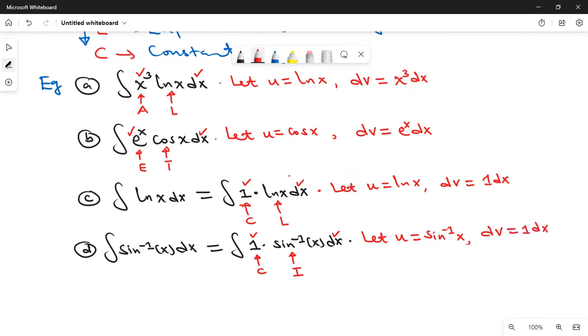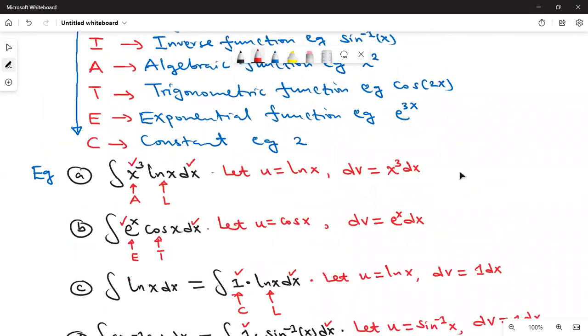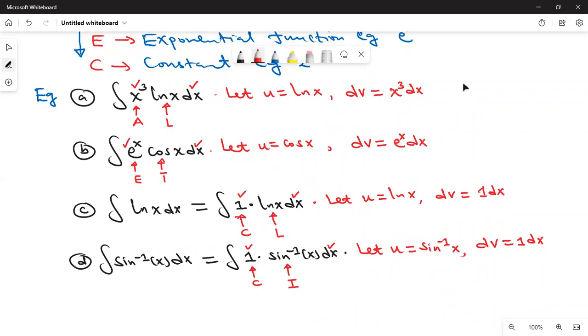So having explained how to choose your function u and dv, what next? That is the question that everyone is now asking. Now we know u and we know dv. What are we supposed to do next? So the next thing is you differentiate u with respect to x and make du the subject. You know how to differentiate? Yes. Once you have done that, you need to integrate dv with respect to x to get v.